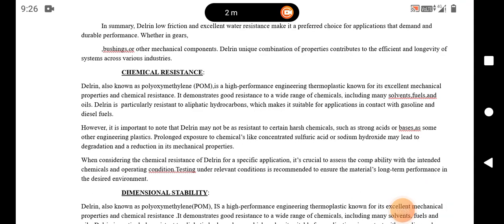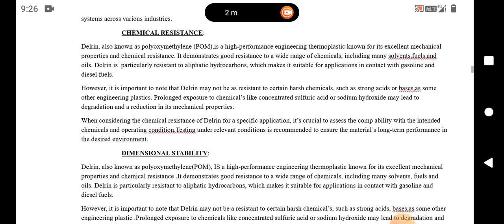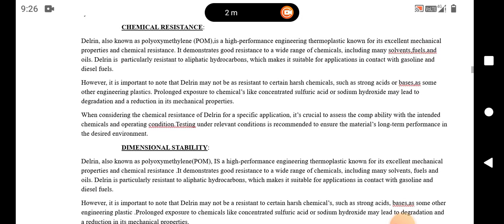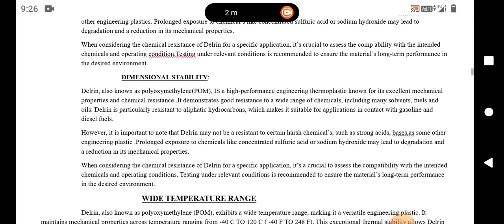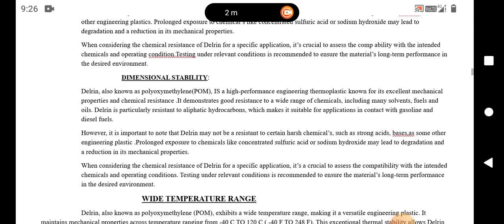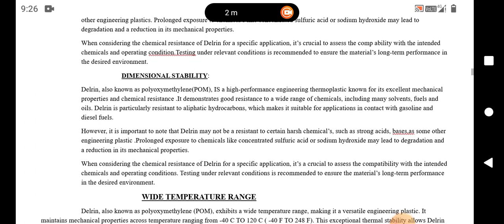When considering the chemical resistance of Delrin for a specific application, it is critical to assess the compatibility with the intended application and operating conditions. Delrin may not be resistant to certain harsh chemicals such as strong acids, bases and some other engineering plastics.